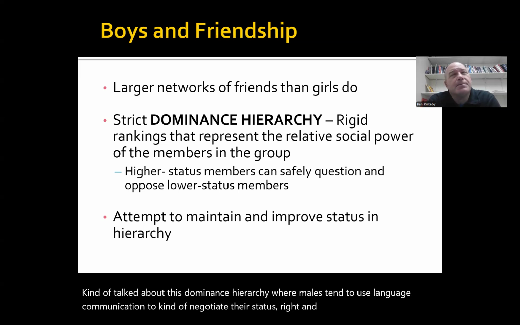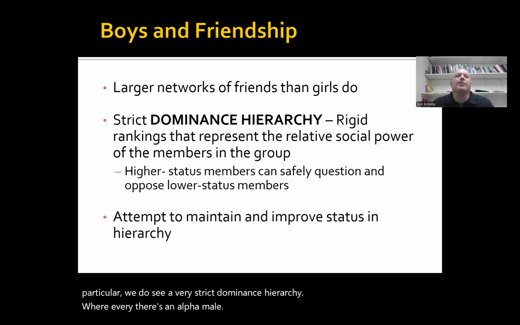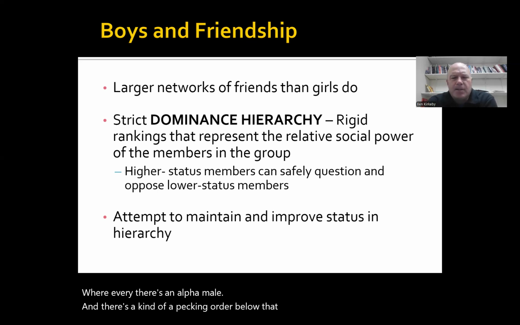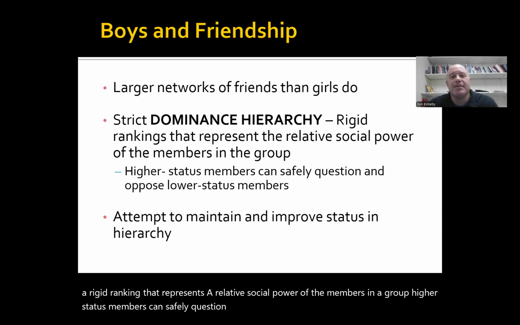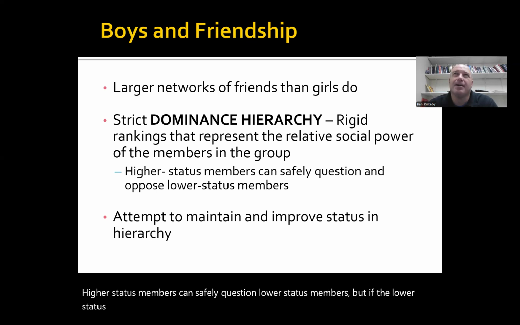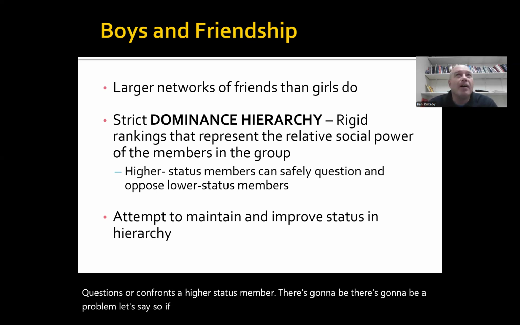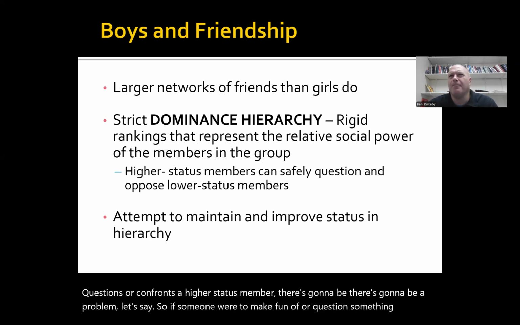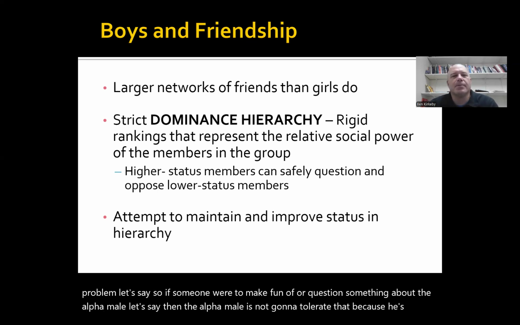And so in boys' friendships in particular, we do see a very strict dominance hierarchy where there's an alpha male and then there's a kind of a pecking order below that, right? And so dominance hierarchy is a rigid ranking that represents the relative social power of the members in a group. Higher status members can safely question lower status members, but if the lower status member of the group questions or confronts a higher status member, there's going to be a problem, let's say. And so if someone were to make fun of or question something about the alpha male, then the alpha male is not going to tolerate that because he's going to make sure he maintains his social order, right?